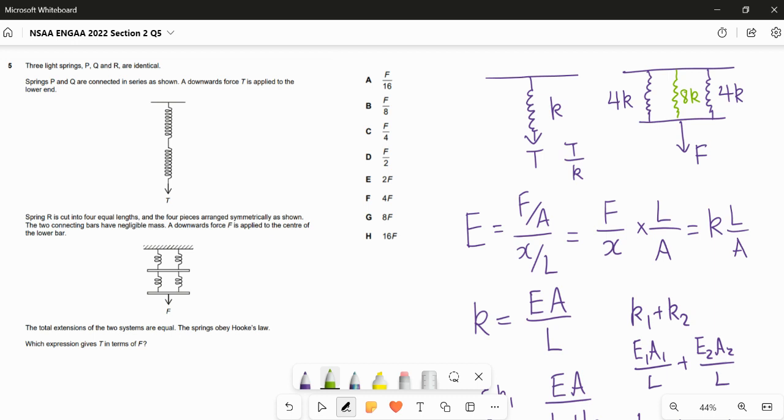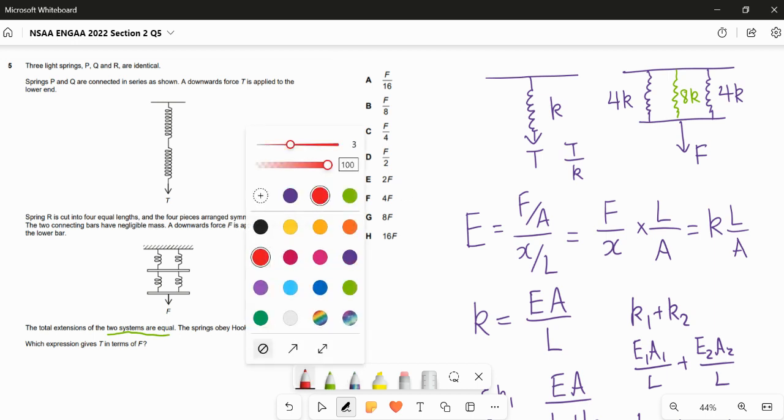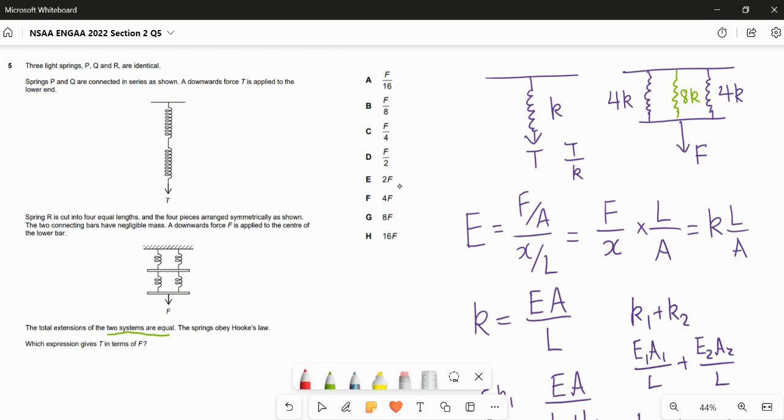Given that the extensions of the two systems are equal, it says in the question, we can now compare these. So we have T over K equals F over 8K. And it's very easy to see here that T is equal to F over 8. So the answer is B. T equals F over 8.